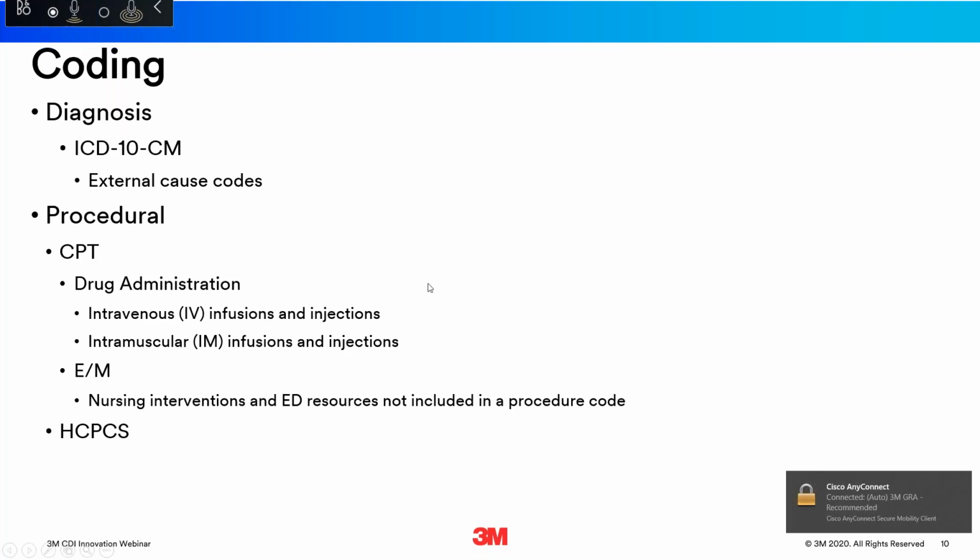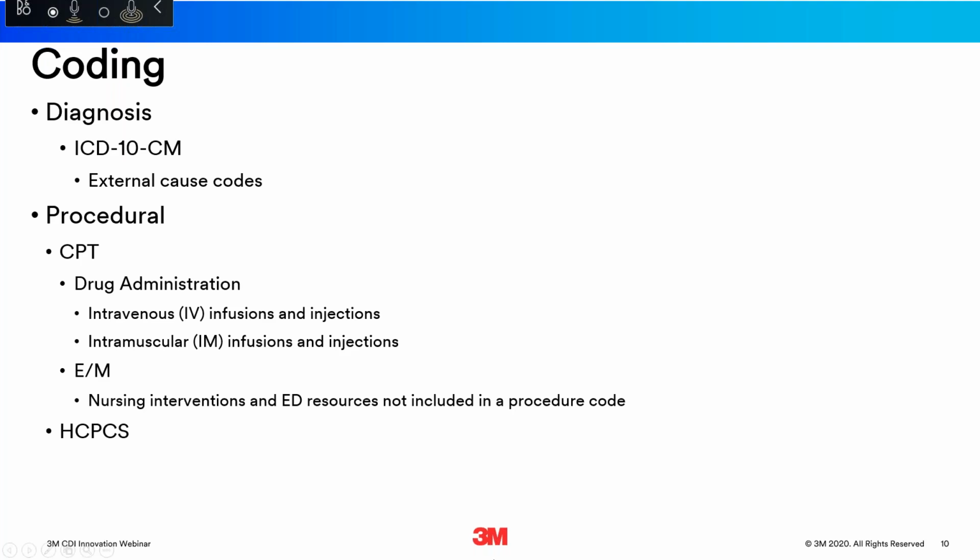So moving on to coding. We have our diagnosis coding, which is going to be our ICD-10-CM, and that includes our external cause codes. We have our procedural coding, which is going to include our CPT. Our drug administration is part of our CPT, and that includes both IV and IM infusions and injections. And then our facility E&M level is also going to be part of CPT coding, and that is going to be any nursing interventions and ED resources that don't have their own procedure code. So if it doesn't have a procedure code, it can be included in nursing interventions.